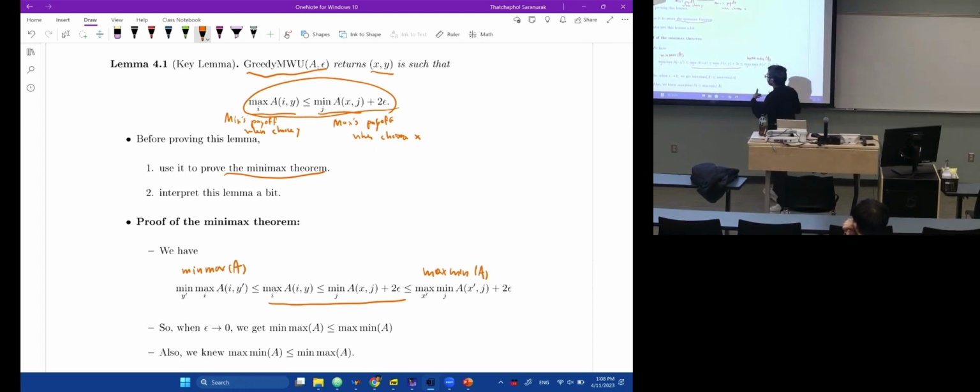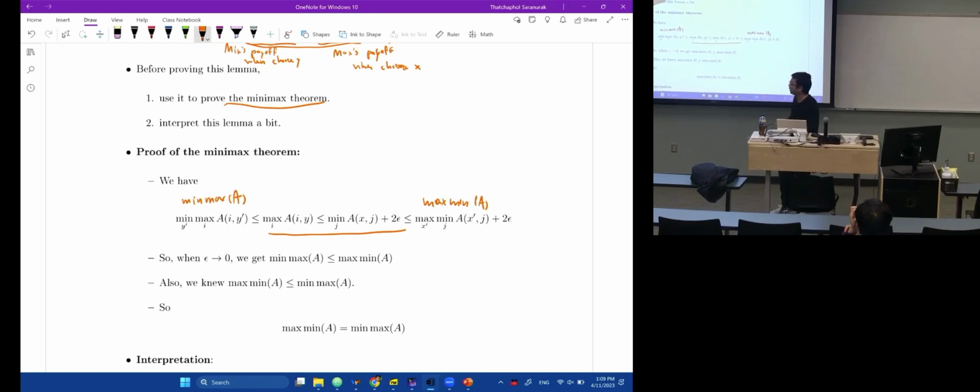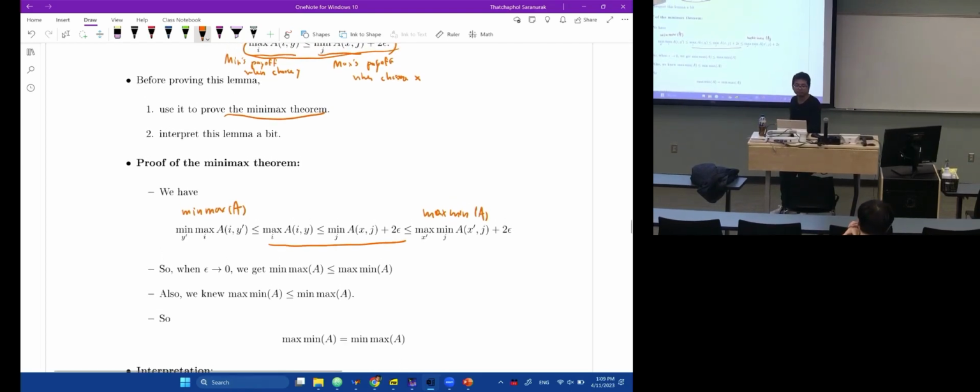And because we are free to choose epsilon to be as small as possible, if epsilon converges to 0, it would just mean that min max is at most max min. But we knew before that max min is always at most min max. This is the easy direction that we proved. So together, this just implies the theorem.